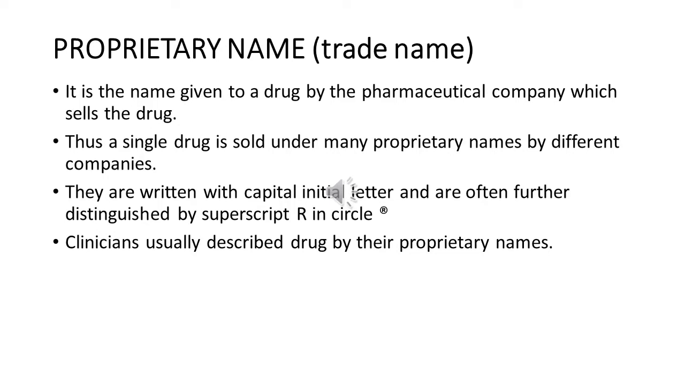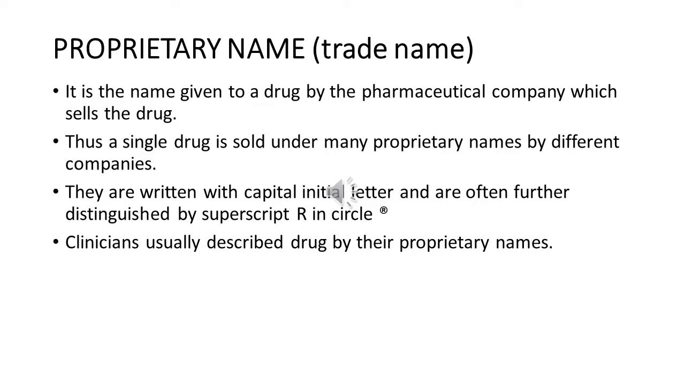Whereas the proprietary name is also called the trade name. It's a name given to a drug by a pharmaceutical company which sells the drug. So it is adopted by the manufacturing pharmaceutical company. Thus a single drug is sold under many proprietary names by different companies. See, the drug is the same, paracetamol, but each company names it differently.